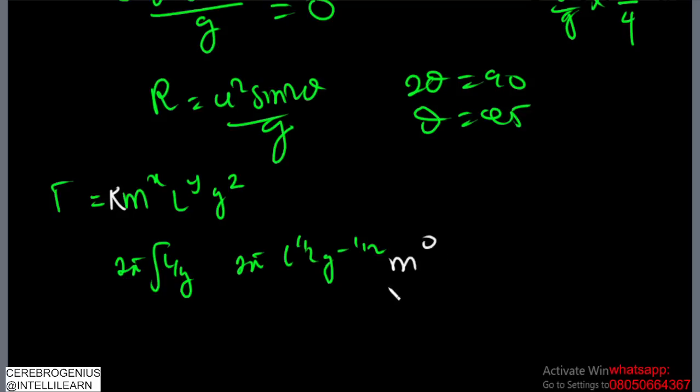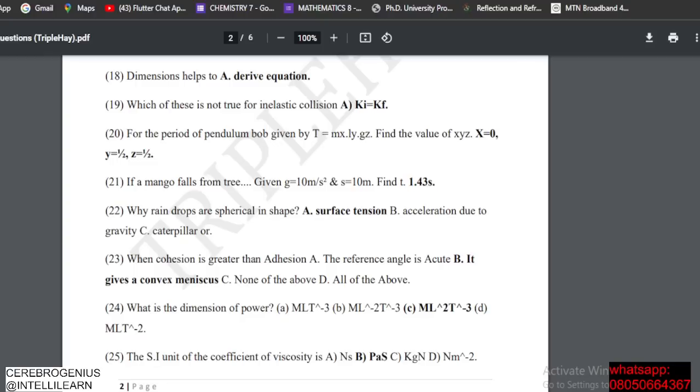Let's add m to it, so there will be m raised to power 0. So you compare for m. The power of m is x, the power of m here is 0, so that means x will be 0. The power of l is y, the power of l here is 1 over 2, so y will be 1 over 2, and z will be what? Minus 1 over 2. So those are the answers.